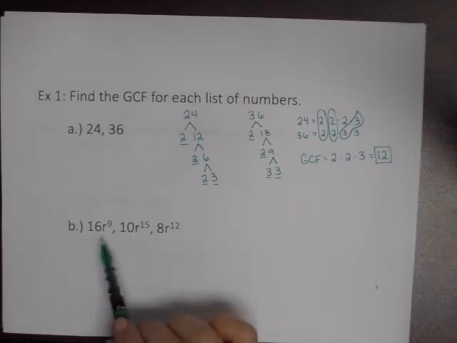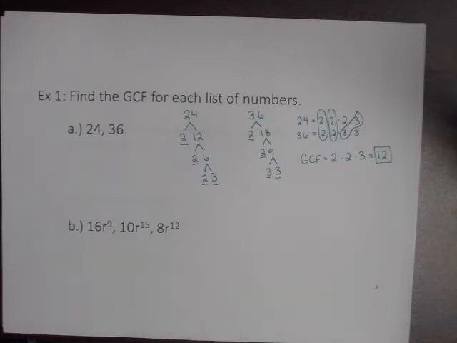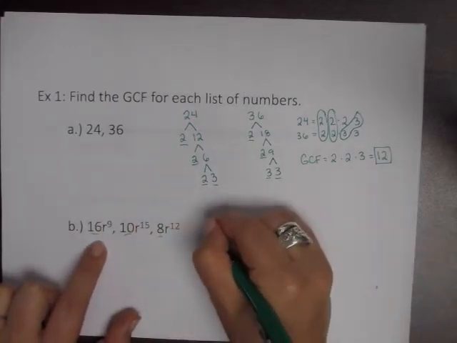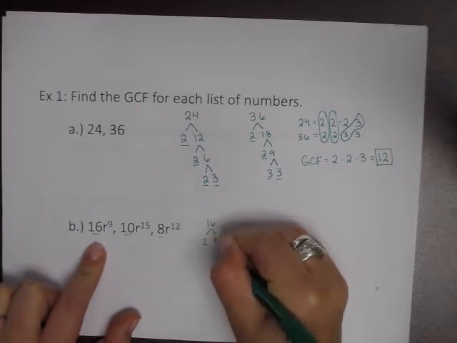Alright, if I'm looking at 16r to the 9th, 10r to the 15th, and 8r to the 12th, the first thing I need to do is take these whole numbers and use a factor tree. So for 16, it's even, so I'd go 2 and 8.